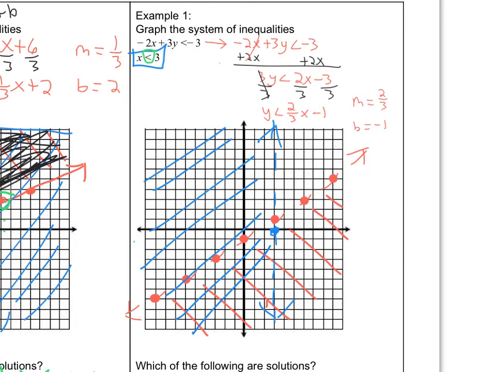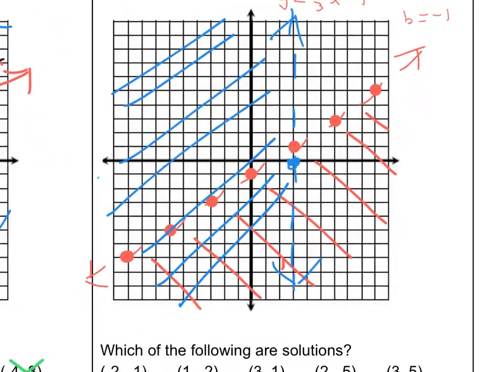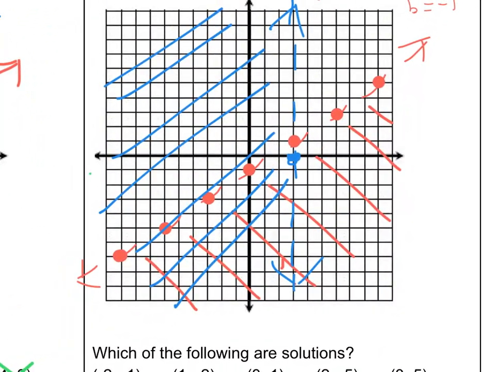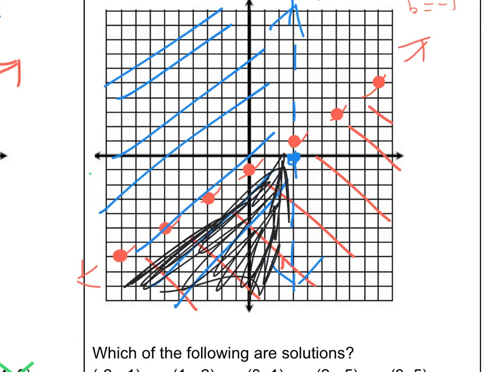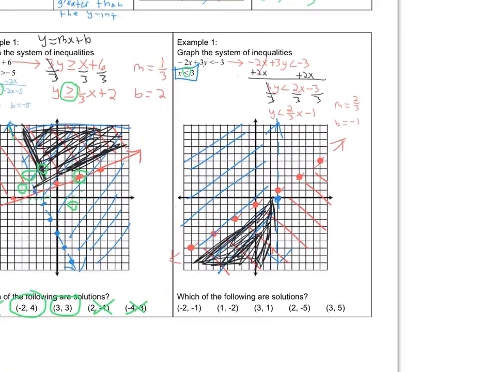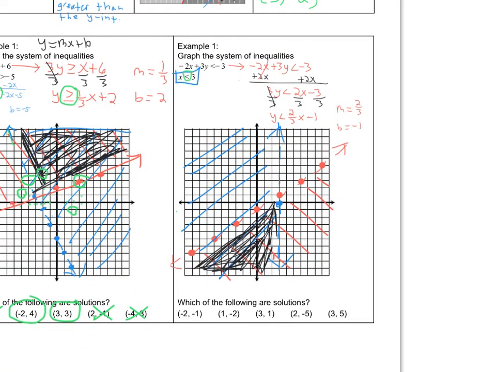And you see how down here we have the shading. The blue and the red intersect right down at the bottom, this bottom triangle here. So this is all that we're going to shade in here. We're going to shade this in nice and dark. And then I'm going to let you guys pick out the points that are solutions or are not solutions.